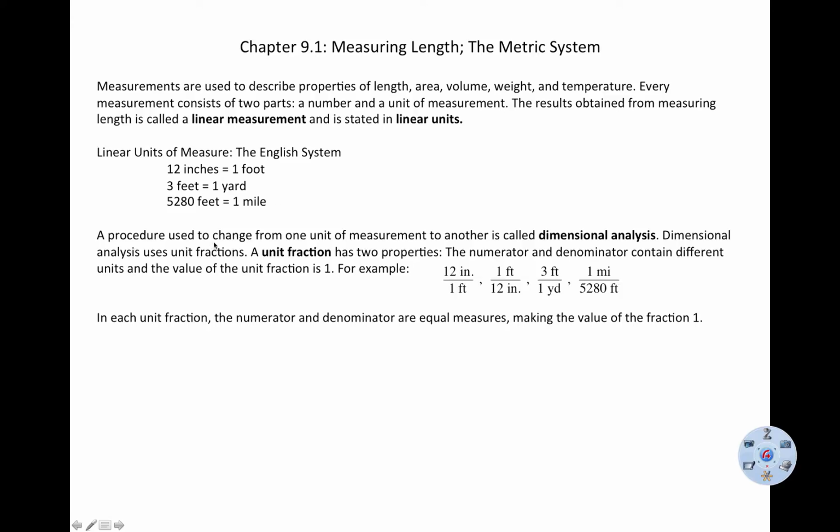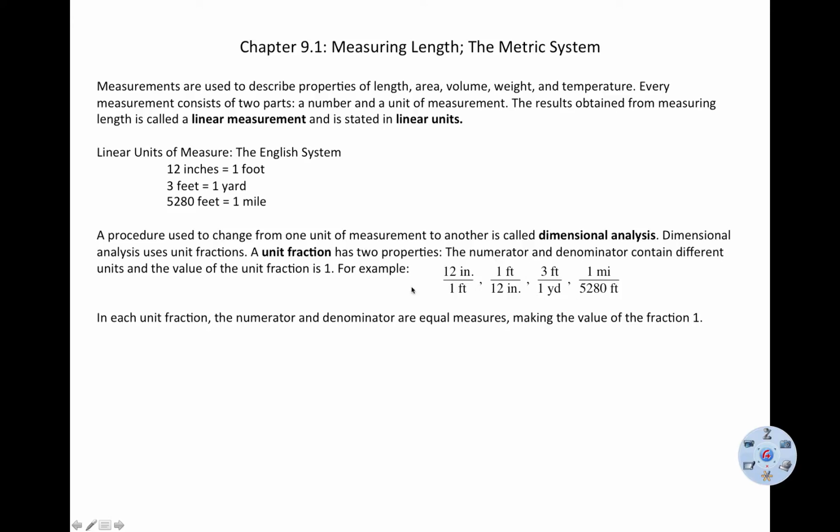A procedure used to change from one unit of measurement to another is called dimensional analysis. Dimensional analysis uses unit fractions, and a unit fraction has two properties. The numerator and denominator contain different units, and the value of the unit fraction is 1. Here's an example of some unit fractions.